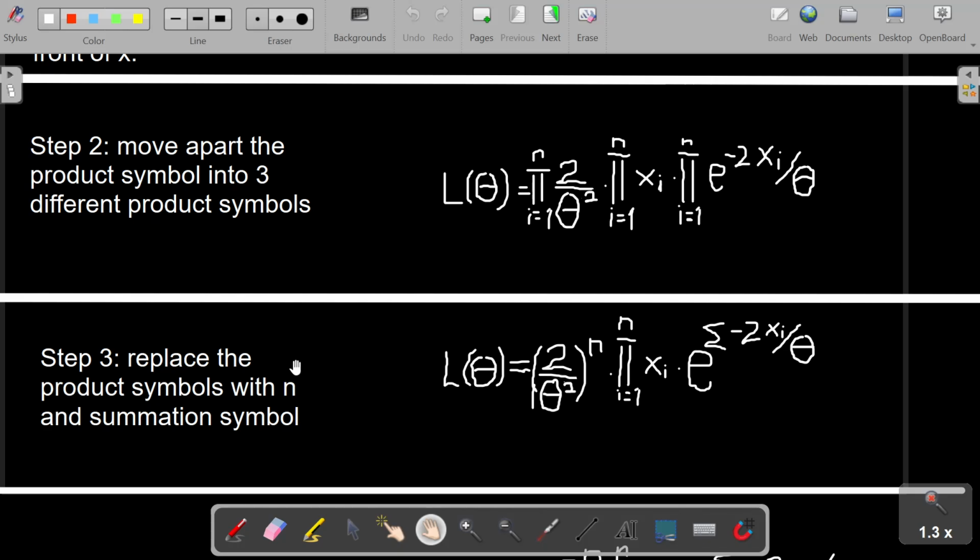Step 3, replace the product symbols with n and summation symbol. So here we have replaced the first product symbol with square root n and a parenthesis. Here we have replaced the product symbol in front of the e with a summation symbol followed by the number, and anytime you have a product symbol and e after it, you will replace it with this symbol. xi. We don't need to replace the product symbol here. This should always remain the same.